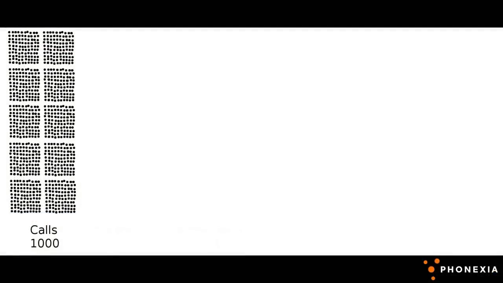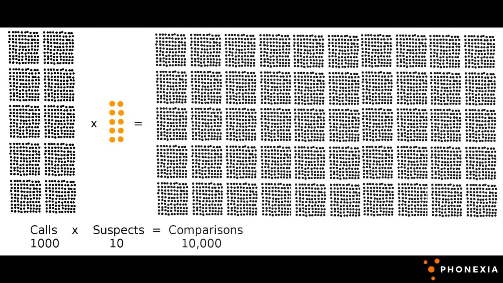Imagine we have 1,000 telephone calls with unknown speakers. We also have 10 known speakers as suspects in our database. If we compare all the unknown recordings with all the suspects, we'll get 10,000 comparisons. Let's say that in 100 cases, one of the suspects is actually talking in the unknown recording. Let's call such a comparison a target comparison. The remaining 9,900 comparisons are non-target or different speaker comparisons.